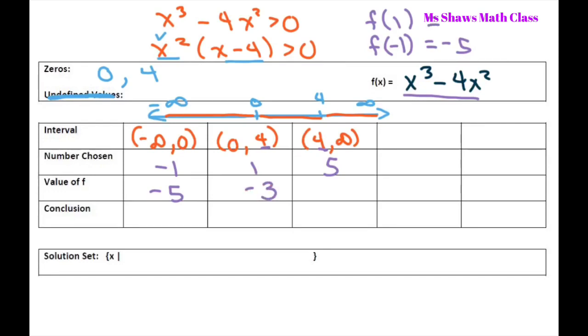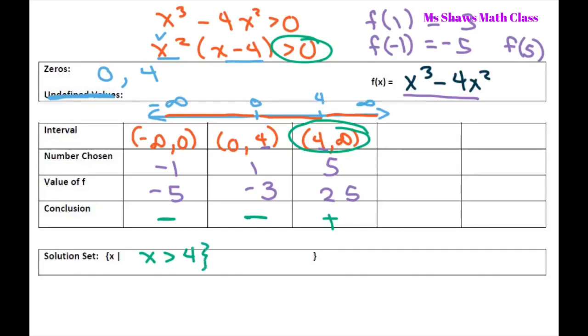And you plug in 5, and if you plug in 5, you get 25. Well, this is a negative number, this is a negative number, and this is a positive number. What we want is positive, so we want to take this one. So basically the solution set is x such that x is greater than 4. And that's your solution set.